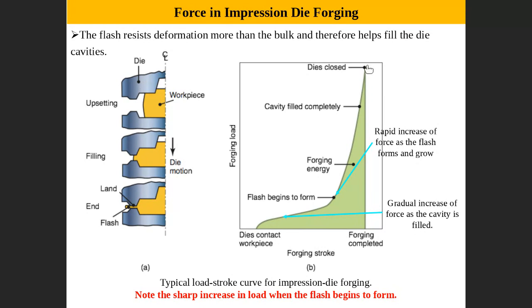So you can see here, this is load and this is distance. When you come from up and move, you see the load is low, and then when you hit the flash, this is the forging energy, and then when flash starts here, you see the load increasing significantly. You need to apply higher load, because instead of the material flowing outside, it flows inside to fill all the cavity.